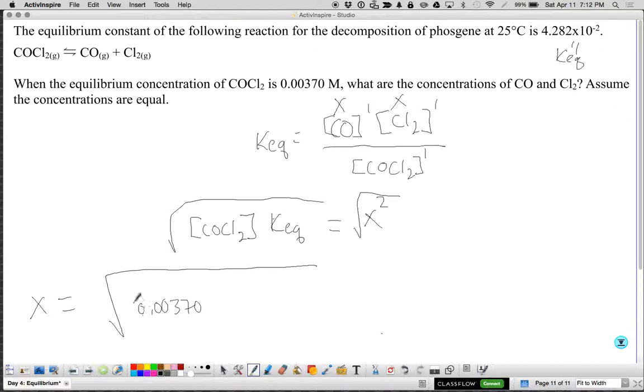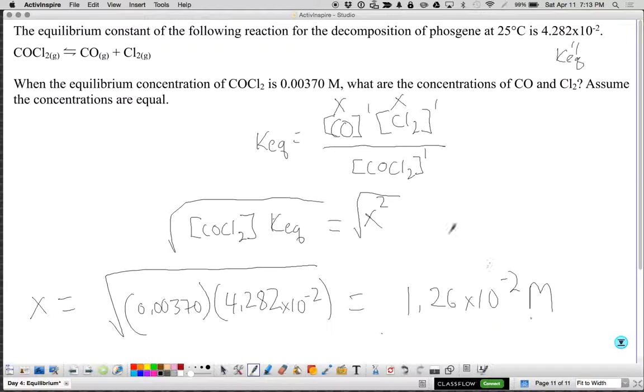0.00370 times the Keq, 4.282 times 10 to the minus 2. And from this, I get 1.26 times 10 to the minus 2. Now I've got to add units. We're talking about concentration, so it's going to be molar again, because this one's molar. That's it. Nice and easy.